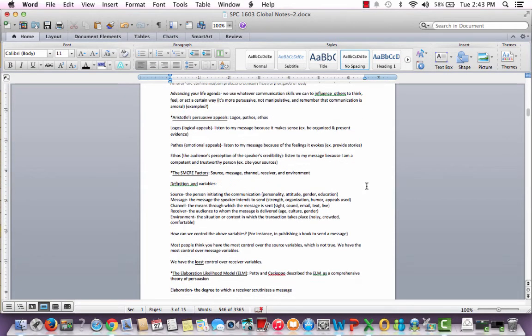Moving down a little bit more, we've got the SMCRE factors. Different people pronounce that acronym differently, but it's basically part of the communication model. So you've got source, message, channel, receiver, and environment. Down here, we've got the definition and variables.